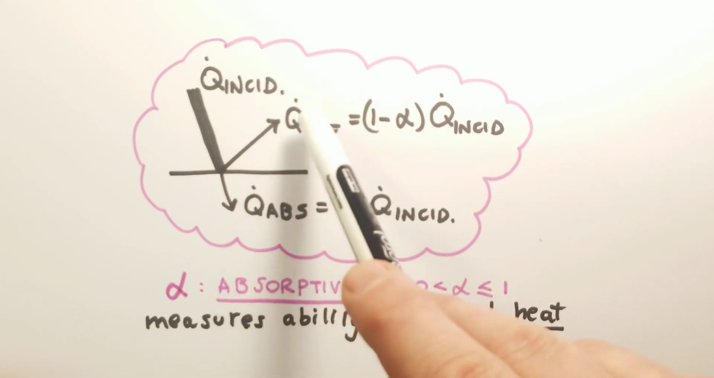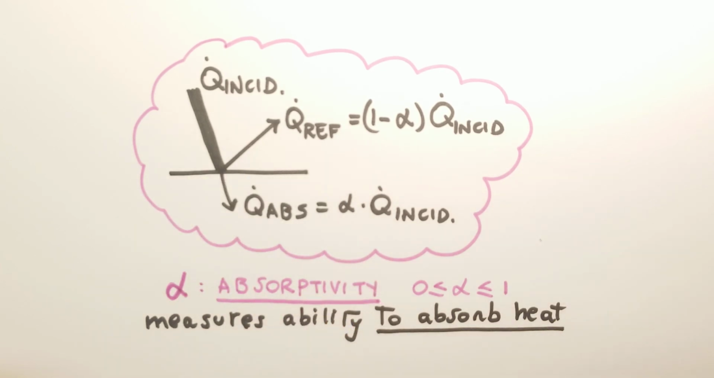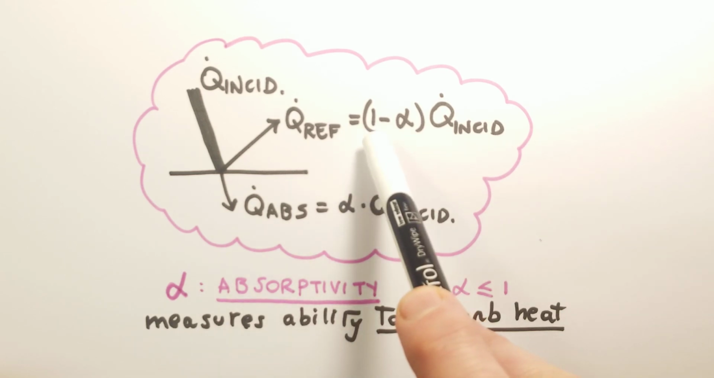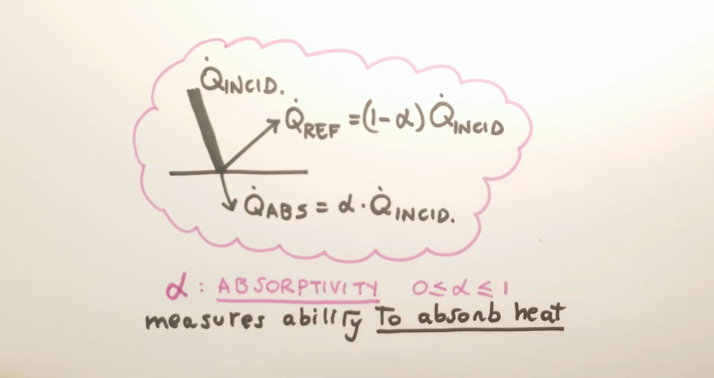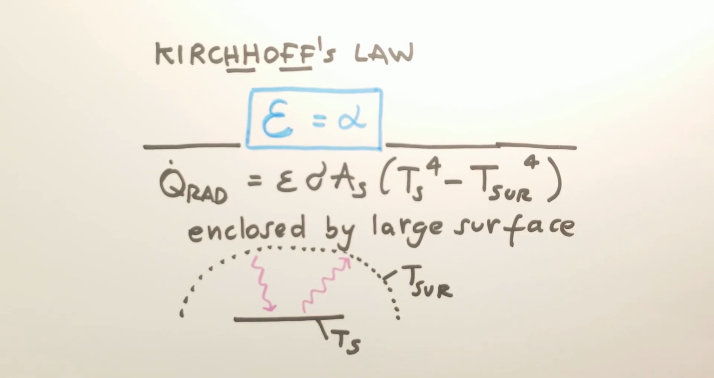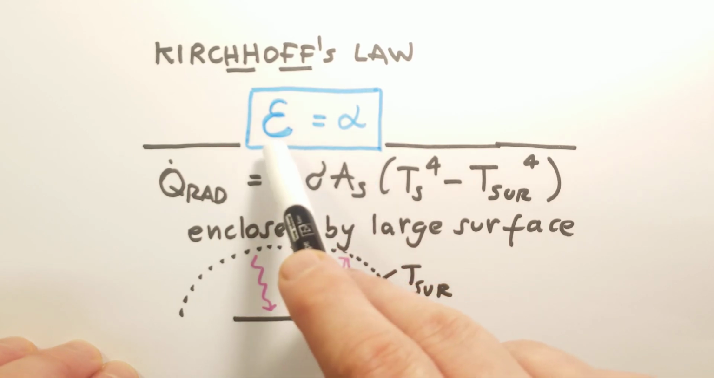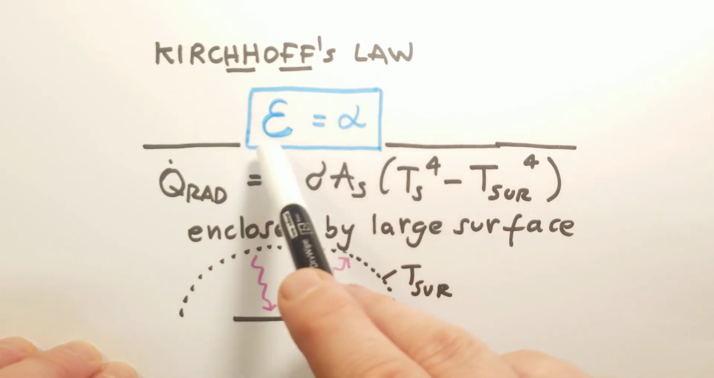Then, of course, because of conservation of energy, the rest of the heat that's not absorbed is reflected. So that must be equal to 1 minus alpha times Q incident. There is a very neat and simple relationship between the emissivity epsilon and the absorptivity alpha, and Kirchhoff's law states that these two quantities are equal.